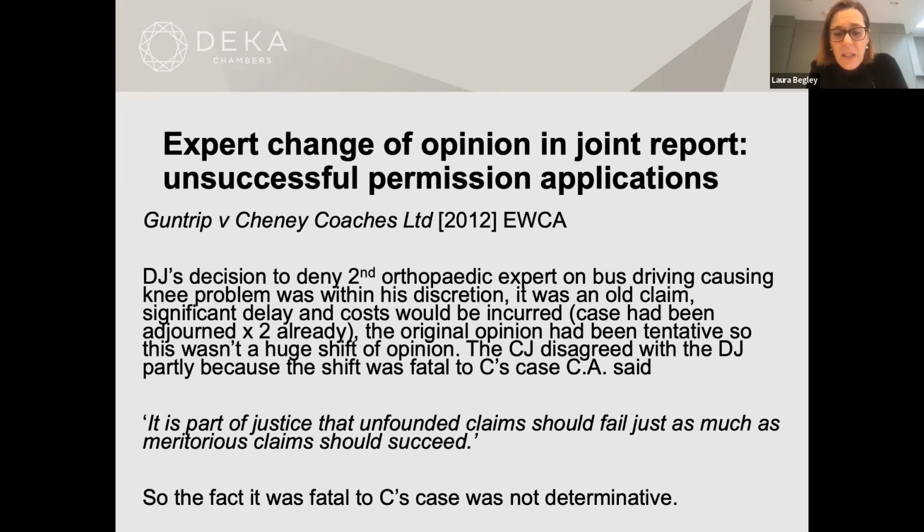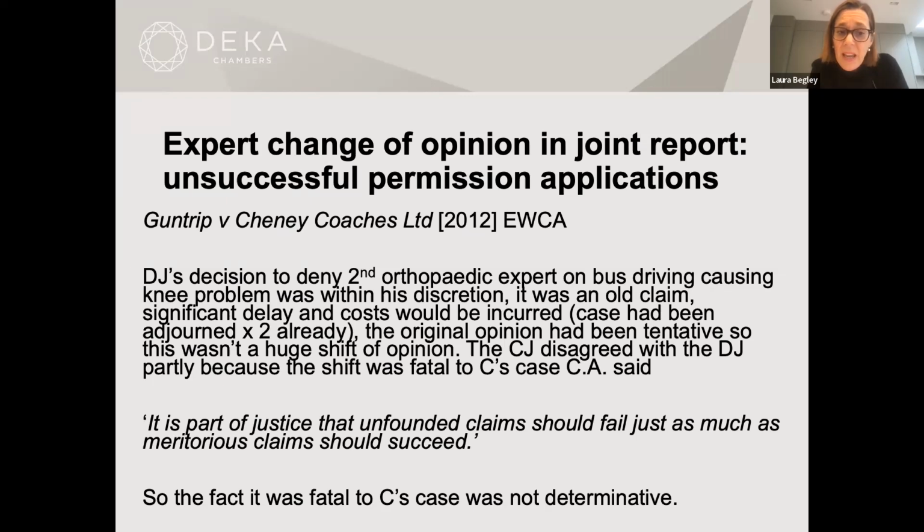So the claimant obtained a second orthopaedic report, and the district judge declined permission for the second orthopaedic report, said it was an old claim, there's lots of delay here, more costs would be incurred. It was a case which had not been prosecuted particularly quickly, and the trial had been adjourned twice already. And the original opinion had been tentative, so it wasn't a huge shift of opinion. Interestingly, the circuit judge in that case disagreed with the DJ and said, well, hang on, that shift is fatal to the claimant's case, so I'm going to allow the second expert.